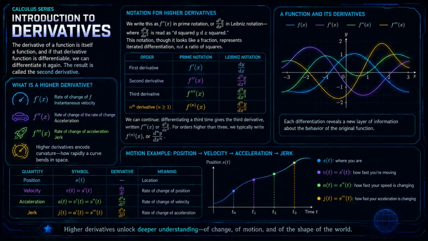The derivative of a function is itself a function, and if that derivative function is differentiable, we can differentiate it again. The result is called the second derivative.